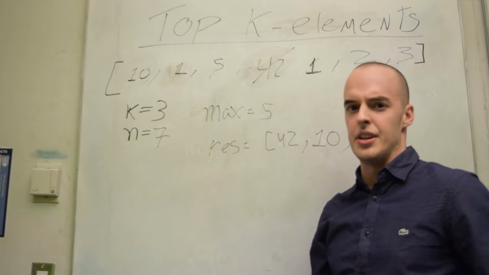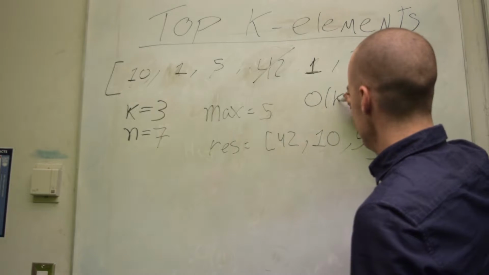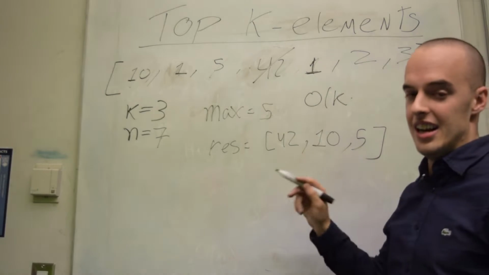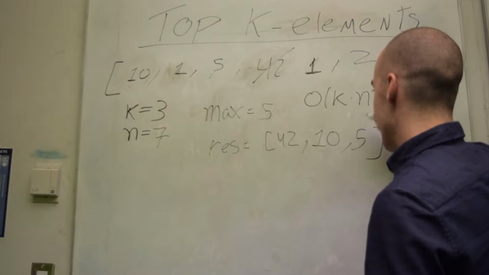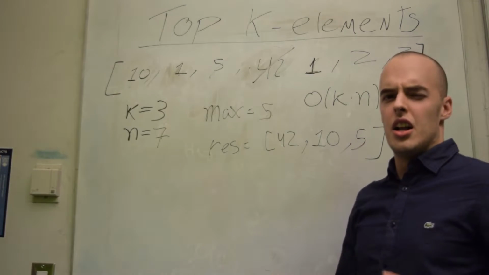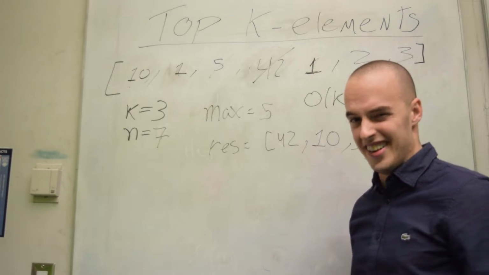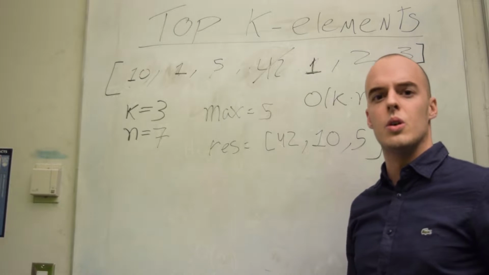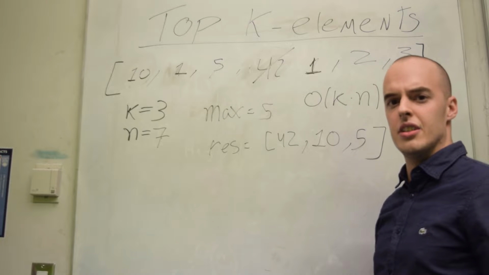How long is this going to take to run? For every one of the k elements, we're going to have to compare it with every other element. So we're going to have k times n running time. Now, this sounds a bit too slow, doesn't it? We can make this faster. How can we make this faster?